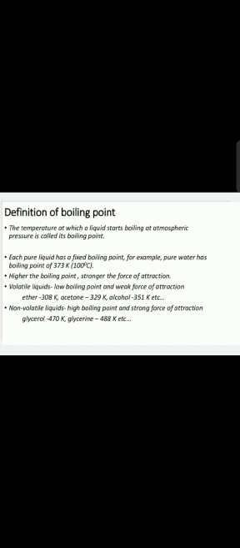Volatile liquids, which convert directly into vapors at a very low temperature, have a low boiling point because of weak forces of attraction. For example, ether boils at 308 Kelvin, acetone boils at 329 Kelvin, and alcohol boils at 351 Kelvin. The non-volatile liquids are those liquids which have high boiling points and strong forces of attraction. For example, glycerol, glycerine, etc.